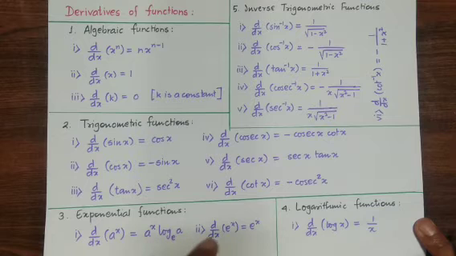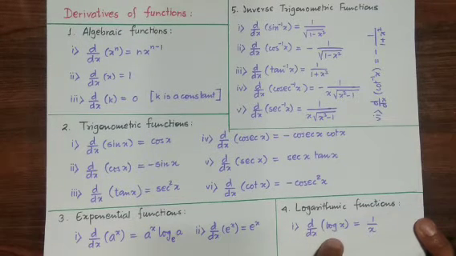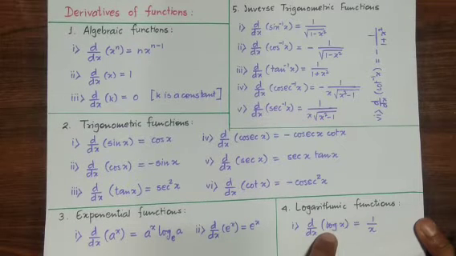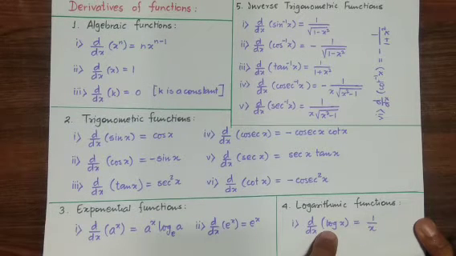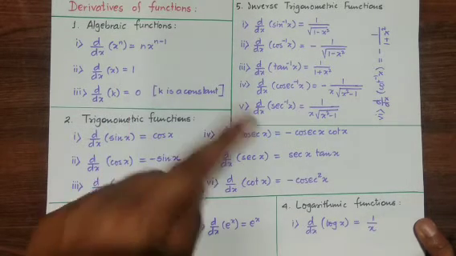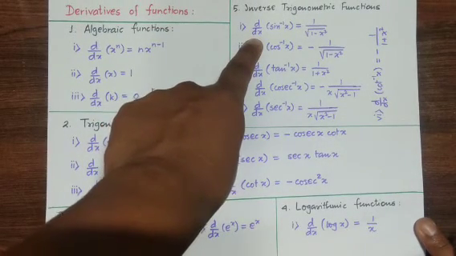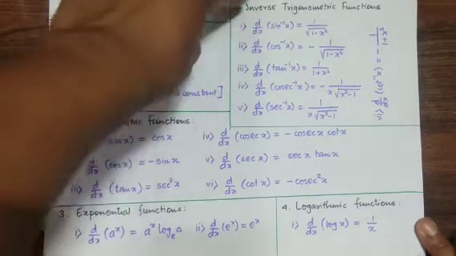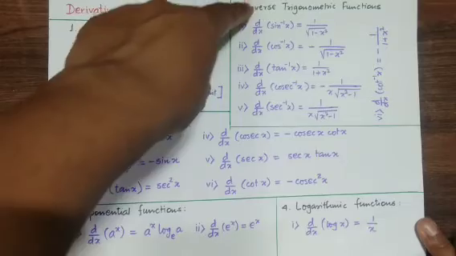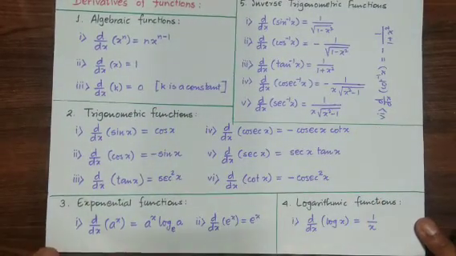Next is number 3, the exponential function. There are two formulas for the exponential function. Number 4 is the logarithmic function. In calculus, whenever we see log x, the base of log will be e, not 10. The last one is inverse trigonometric functions, which you will learn in chapter 2, but we'll just write down the formulas. We have 6 formulas in inverse trigonometric functions. Till here is 5, and this is your 6th one. So pause the video to note down all the formulae.